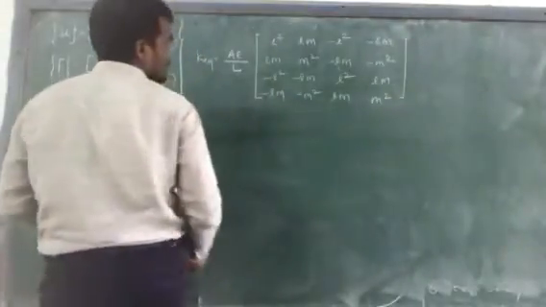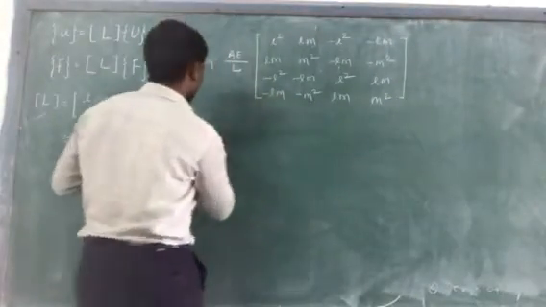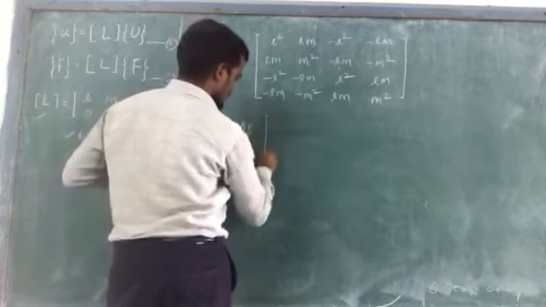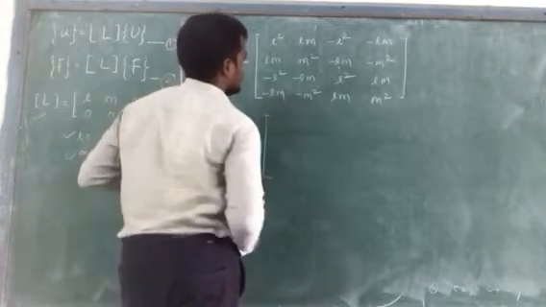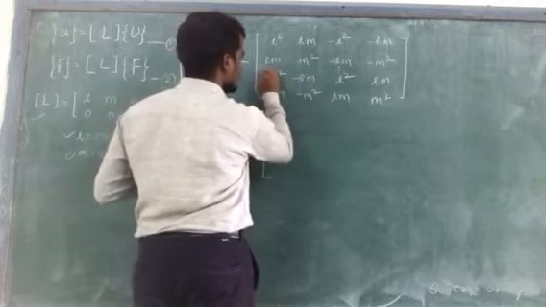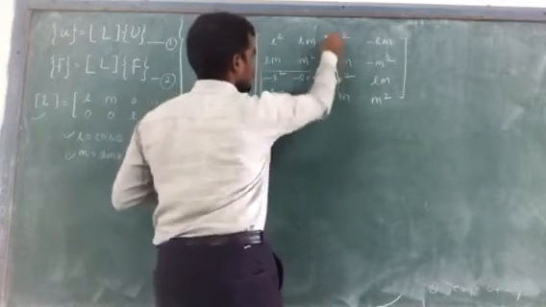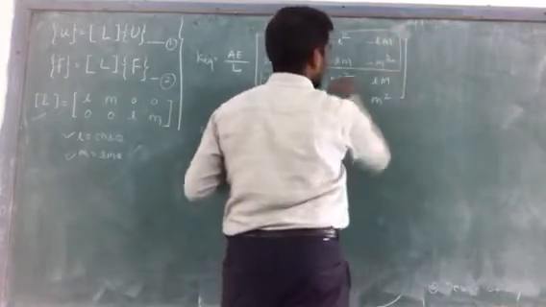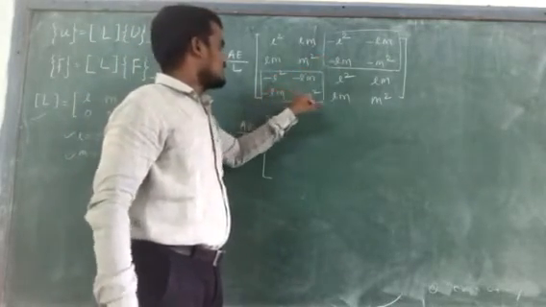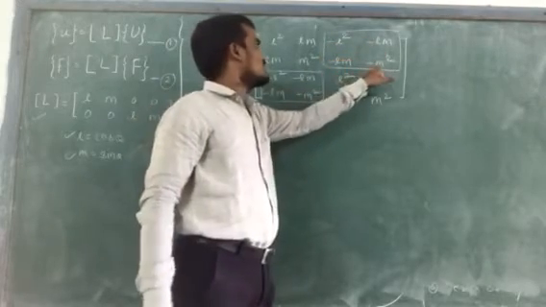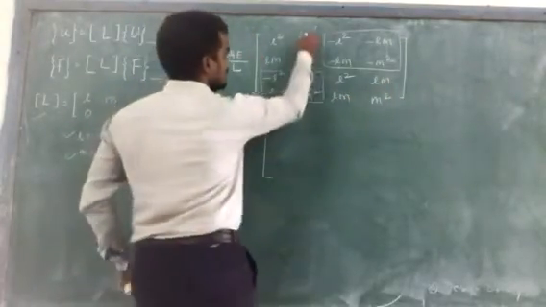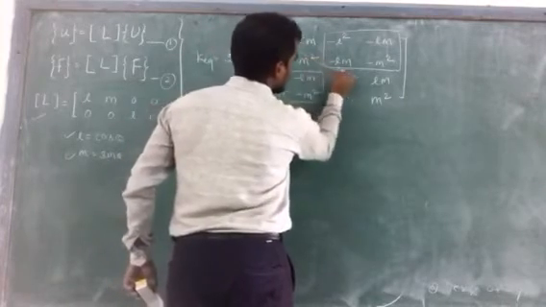So this is K equivalent, and K equivalent is A by L. This is a 4 by 4 matrix, and this is the final matrix. Look, this is a symmetric matrix. Minus L square, minus Lm, minus Lm, minus L square, minus L square, minus Lm, minus Lm, minus L square. Here is Lm, here is also Lm, which means this is a symmetric matrix.